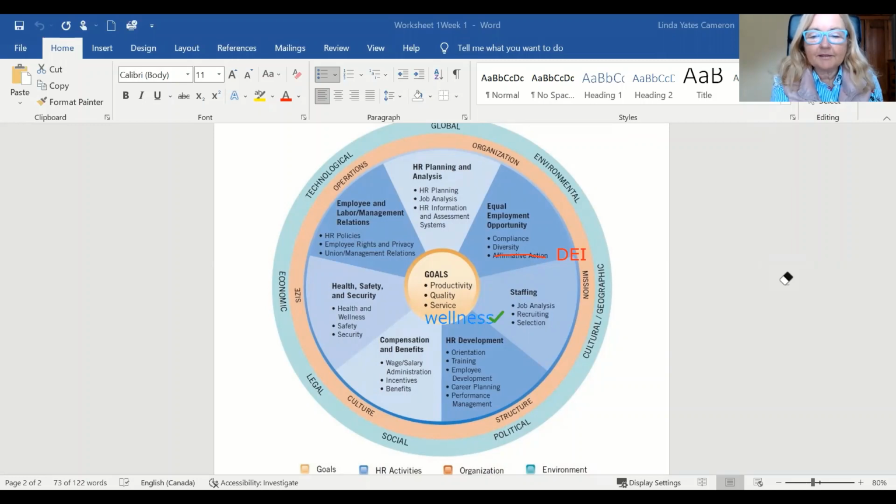So far we've got DEI and wellness. Anything else people want to add? Well, let's start with those first 2 and then we'll go to the other 2 groups and I can add it in. So the group that was talking about DEI, could you tell us what you were thinking, please?